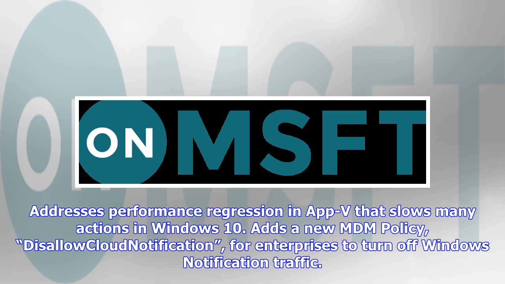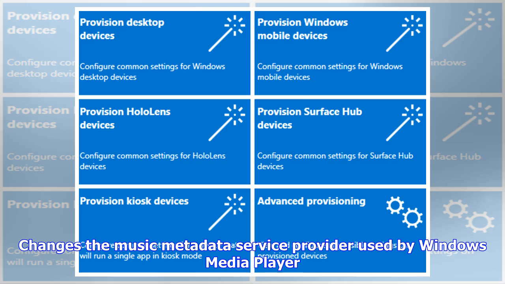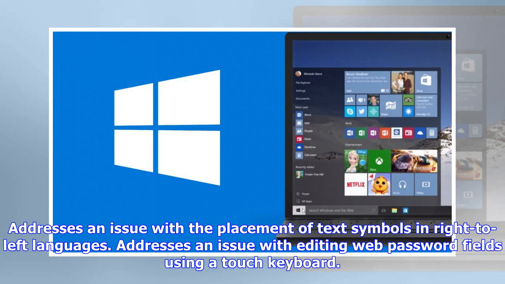Addresses an application performance degradation issue in operating system functions. Addresses a performance regression in App-V that slows many actions in Windows 10. Adds a new MDM policy, disallow cloud notification, for enterprises to turn off Windows notification traffic. Changes the music metadata service provider used by Windows Media Player. Addresses an issue with the placement of text symbols in right-to-left languages. Addresses an issue with editing web password fields using a touch keyboard.